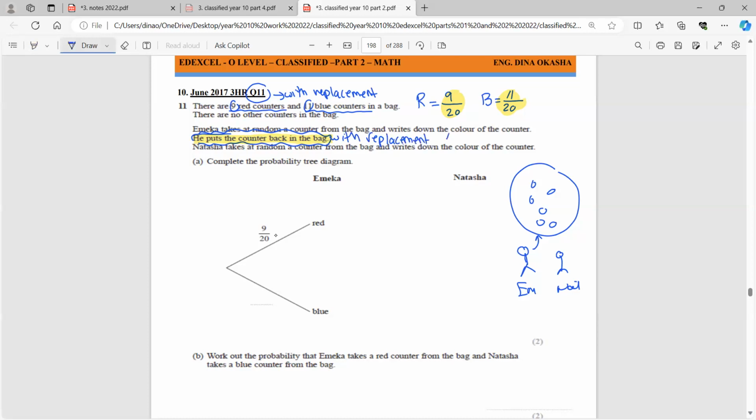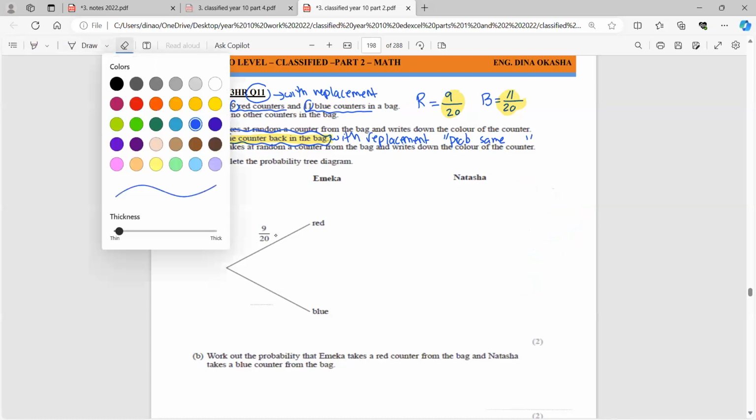And we said what is so special about with replacement questions: the probabilities in the whole question are the same. All the probabilities are 9 over 20 and 11 over 20, they don't change. Now we won't have to draw the tree, or if we want to draw the tree, fine. This is the tree. Okay.